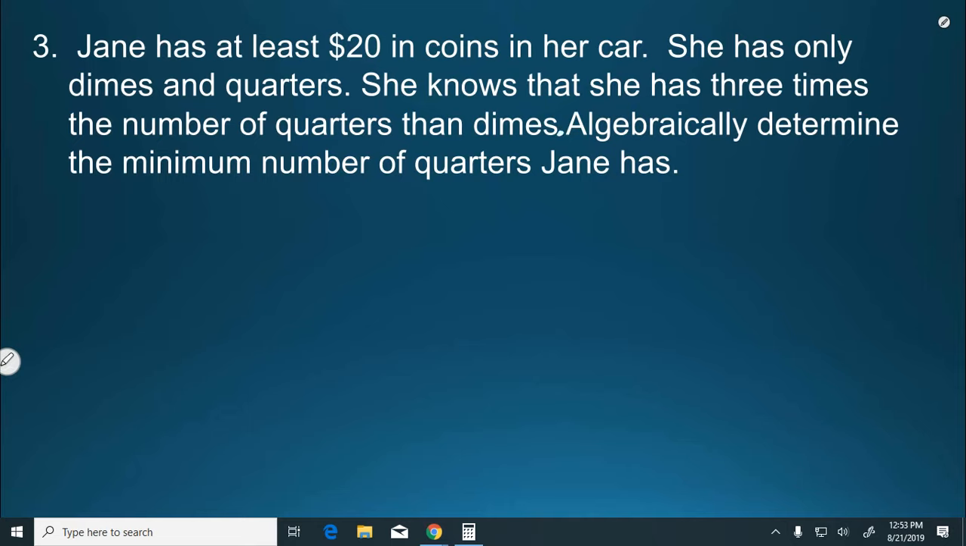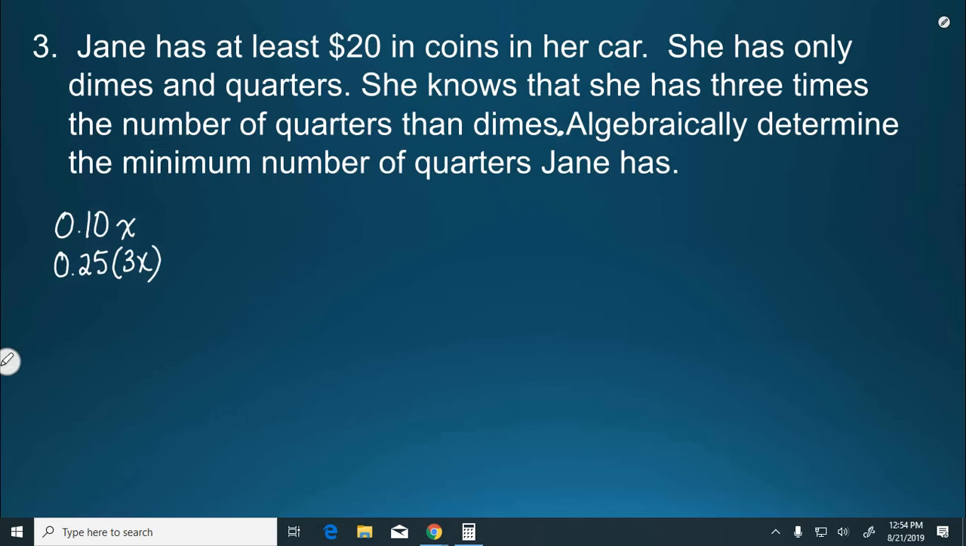All right, and we're back to some coin problems. So we set it up the same way we did the other coin problems, but we have an inequality instead of an equal sign. So we know she only has dimes and quarters. Dimes are 10 cents each, quarters are 25 cents each. We also know that she has 3 times the number of quarters than dimes. So dimes is what's being compared to, and 3 times for quarters.